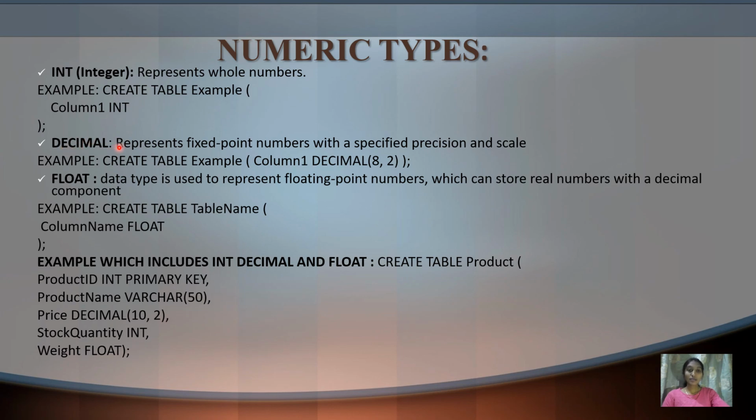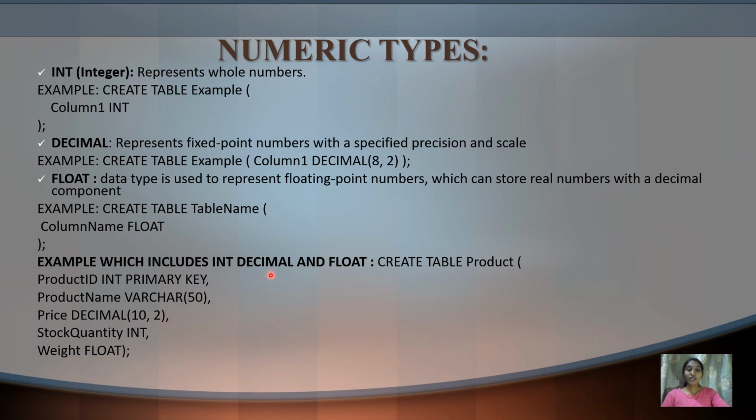Next comes decimal, which represents fixed point numbers with a specified precision and scale. For fixed point numbers, we use a data type called decimal. Example, create table decimal, column 1 decimal, we are specifying the data type, and 8, 2 we are giving as the value. The float data type is used to represent floating point numbers, which can store real numbers with decimal components. Example, create table, table name, column name, and we give a data type called float.